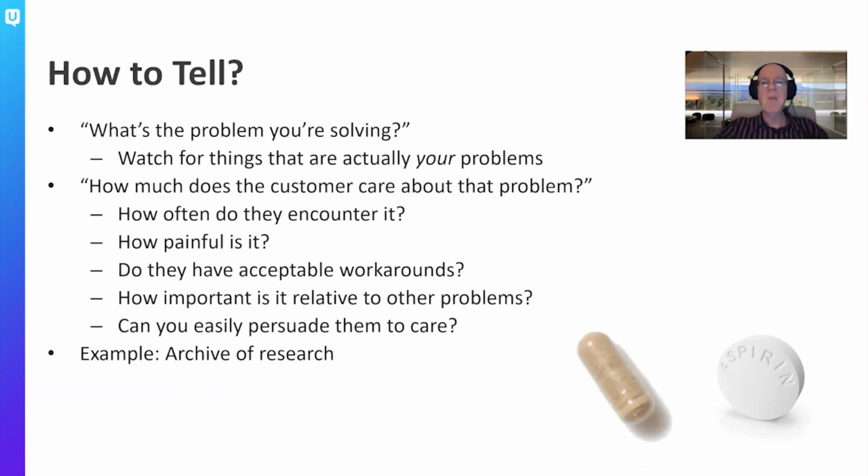And so you've got to identify what that difficulty is. And then you've got to make sure the customer cares about it. How often do they encounter it? How painful is the problem? Do they have easy workarounds? Have they found ways to live with it? How important is it relative to their other problems? If they've got a problem, but there are 15 other things that are more important to them, they're not going to be interested in buying from you. And then how easily can you persuade them to care? Answering all those questions is where the interviews are really, really ideal. And what you're trying to do is find aspirin problems, things that actually cause active pain to people.